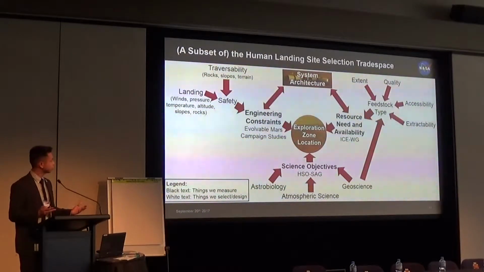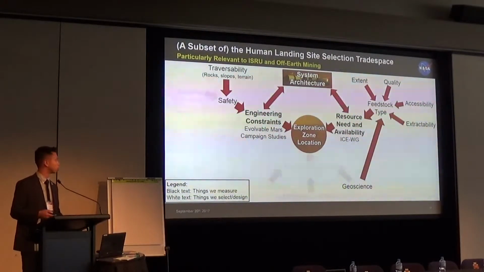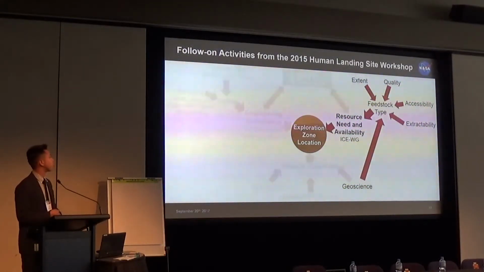So with respect to this community, and for this talk, let's just focus on this subset of decisions. Essentially, since the Human Landing Site workshop, we've been attempting to characterize these things that we measure. And we can basically split it up into the right side and then the left side. And I'll talk about this combination of decisions in the next couple of slides. So let's talk about this right side here.